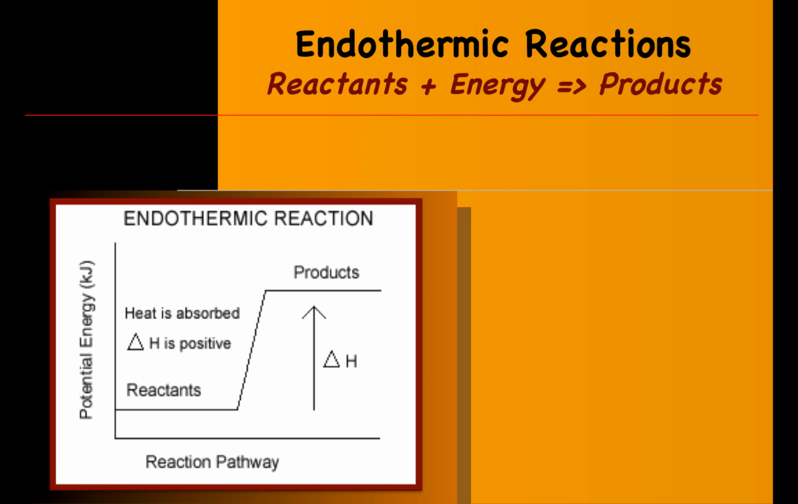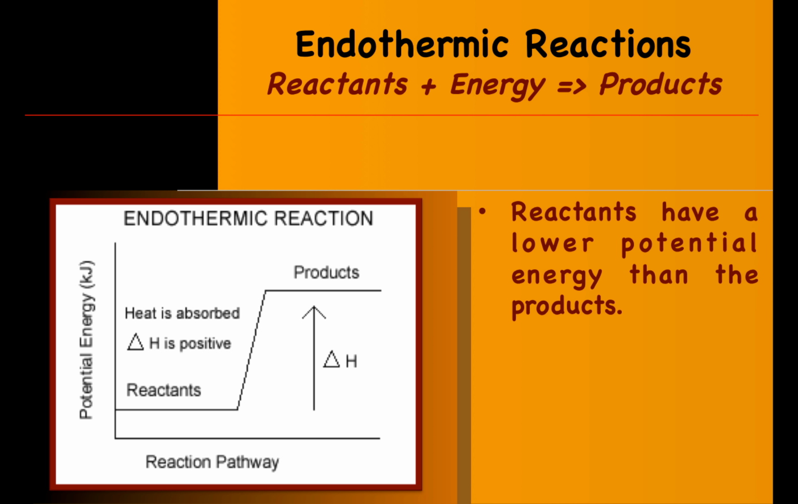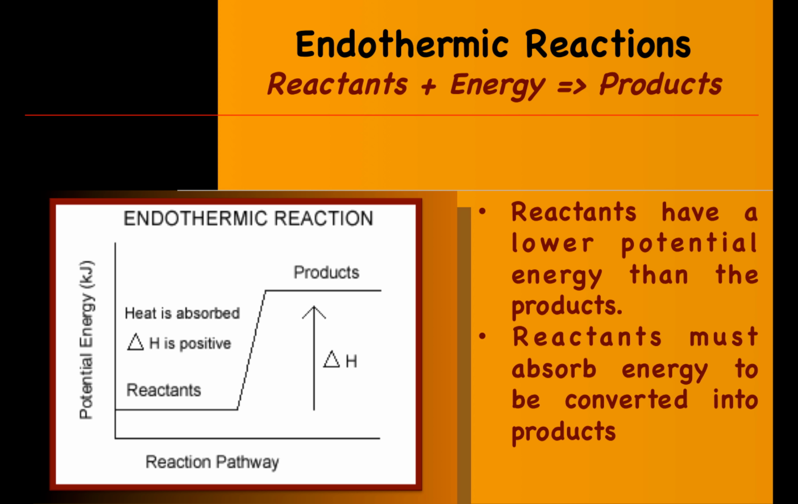This diagram represents an endothermic reaction. Reactants plus energy goes to products. Notice that the reactants have a lower potential energy than the products. The reactants must absorb energy from the surroundings to be converted into products.